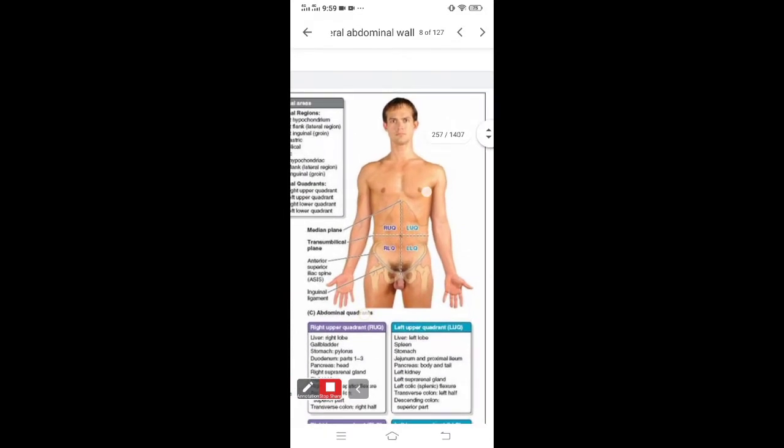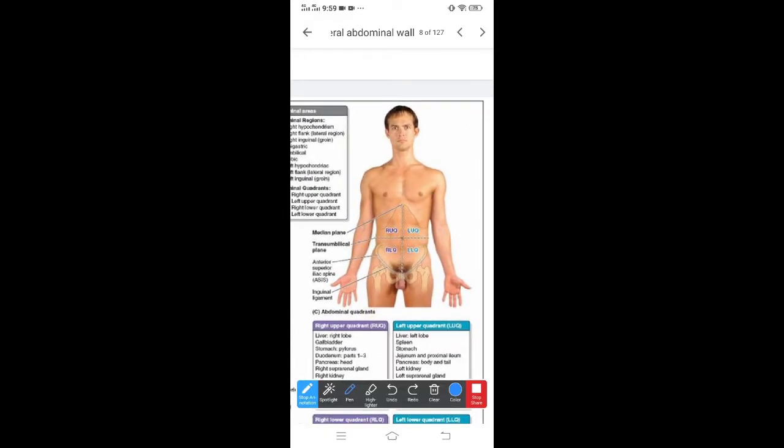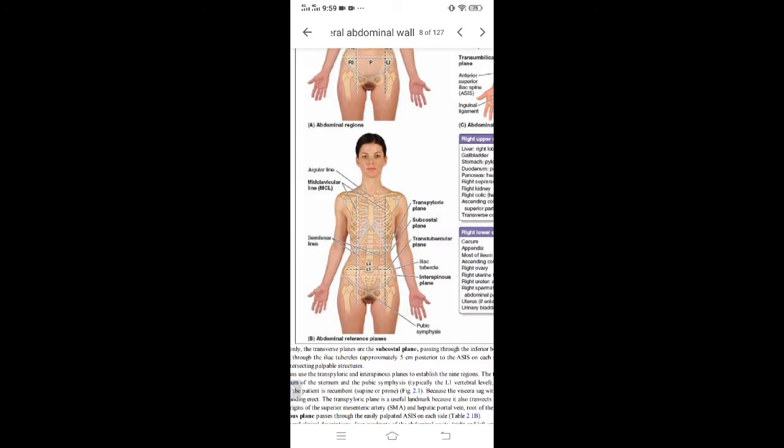There are also four quadrants present here. This is the median plane, okay, and this is the transumbilical plane which we talked about. This is the right upper quadrant, left upper quadrant, left lower quadrant, and right lower quadrant. Here you can see the anterior superior iliac spine, and this is the pubic tubercle, and in between the two is the inguinal ligament. Further, you can notice the jugular line here, and the midclavicular line, the transpyloric plane here, and the transtubercular plane here, and all the planes which we have discussed, and this is the pubic symphysis.